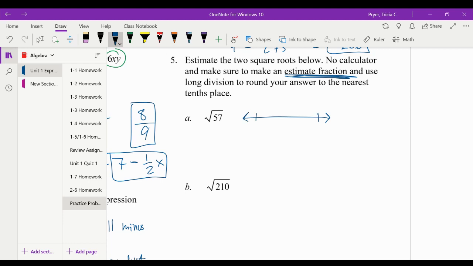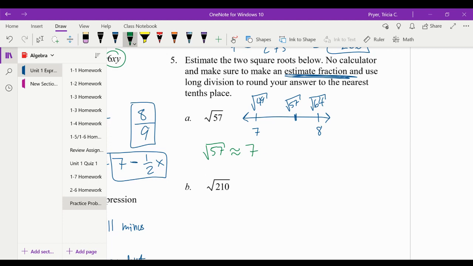Well, I know 7 times 7 is 49. 8 times 8 is 64. Well, 64 is above it, so that could work. So this is the square root of 64, which is 8, square root of 49, which is 7, and 57 is going to be somewhere in between, maybe around here. Square root of 57. Okay, to do my estimate fraction, well, I know that the square root of 57 is going to be approximately 7 and something. It's going to be a little bit more than 7.